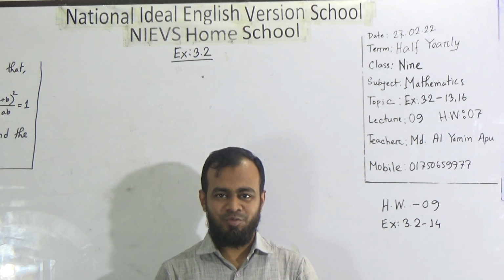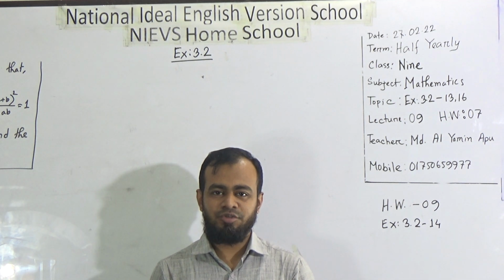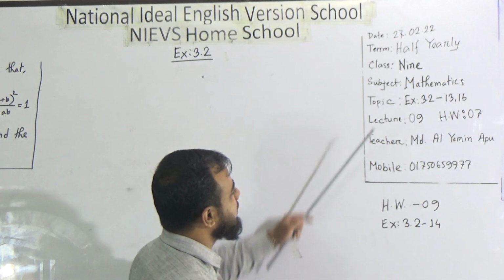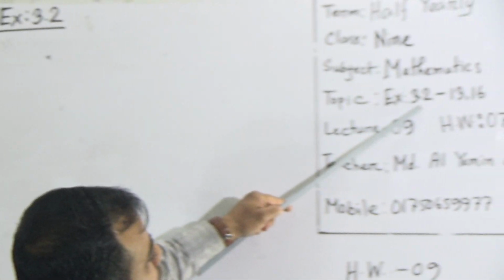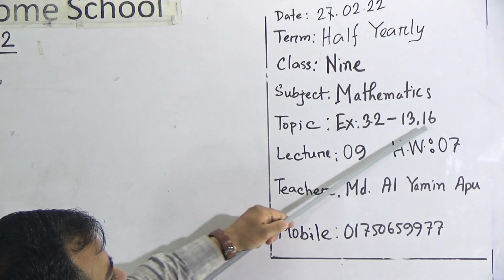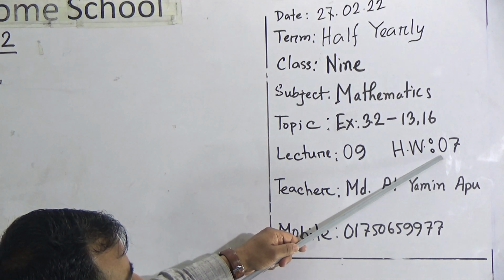This is Muhammad Yamin Apu, an assistant teacher in mathematics, National Ideal English Version School, morning shift. Today I am going to take a math class for the students of class 9. Today's topic is exercise 3.2, question number 13 and question number 16. That means only two questions we will solve today. Your lecture number is 9. You have a homework. Your homework number is 7.